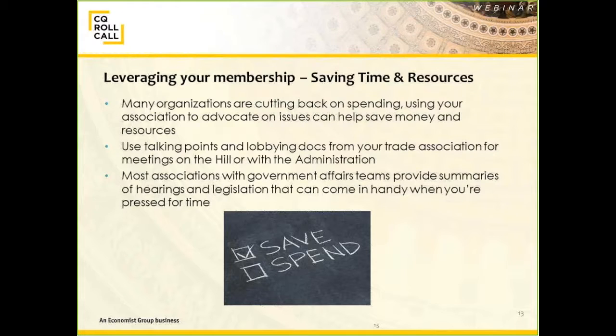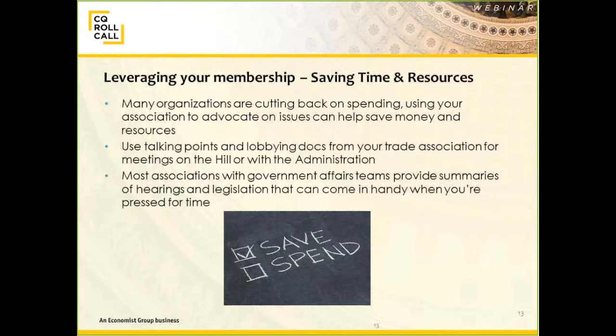The next way is saving time and resources. A lot of companies are tightening their budgets, which can limit the scope of your government affairs team and its ability to focus on a number of issues the company might be confronting. You can work through your trade association's lobbying team, relying on them to advocate on issues that are important to you or your company, helping to save you money and resources.